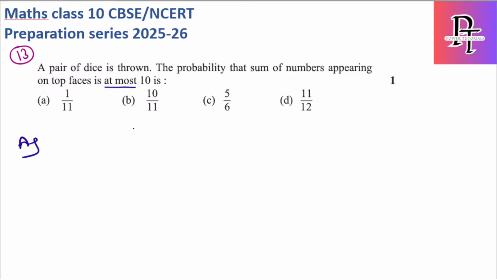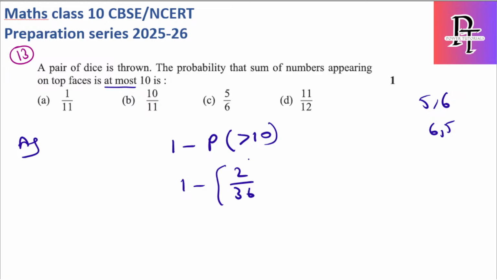1 minus P of probability greater than 10. If I just subtract, I will get this answer faster instead of solving each and everything. So P of greater than 10 cases we'll write here first. Greater than 10 it can be 5, 6 and 6, 5. Any other case will be less than 10. Hence 1 minus P of greater than 10, which is 1 minus 2 by 36, so which is 34 by 36.